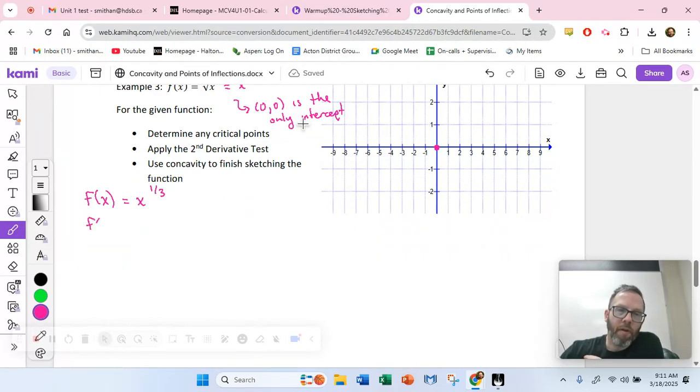So the first derivative: bring down the 1/3, x, and then 1/3 minus 1 is minus 2/3. I'll clean that up in a second. But to get the second derivative, I'd like to find it while I have my derivative in that form. Bring down minus 2/3. 1/3 times minus 2/3 is minus 2/9. Minus 2/3 minus 1 is minus 5/3.